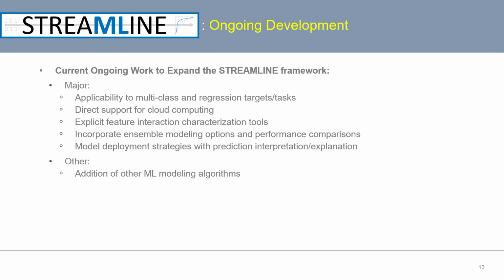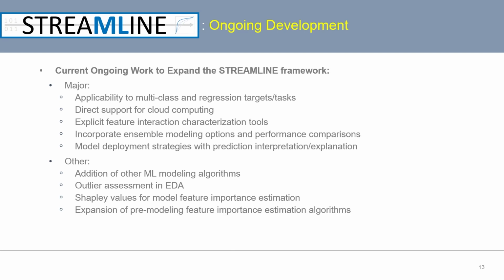Some of the other expansions we're working on include adding other machine learning modeling algorithms to Streamline's repertoire, incorporating outlier assessments into the exploratory data analysis, incorporating Shapley values as an alternative model feature importance estimation approach, expansion of the repertoire of pre-modeling feature importance estimation algorithms to go beyond the 2 currently included, extending the repertoire of missing data imputation strategies, and incorporating additional visualizations of data and results.